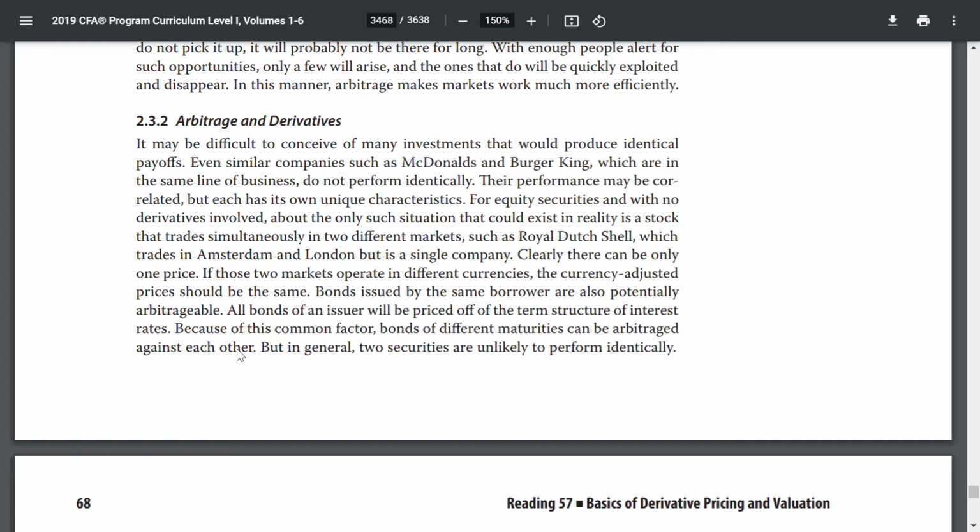But one such situation that could exist in reality is a stock that trades simultaneously in two different markets, such as Amsterdam and London, but in a single company. Theoretically, there can be only one price. If these two markets operate in different currencies, the currency-adjusted price should be the same. Bonds issued by the same borrower are also potentially arbitrageable.